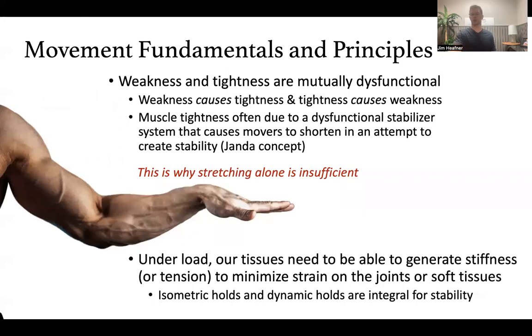Other movement principles and fundamentals: weakness and tightness are mutually dysfunctional. And what that means is that weakness causes tightness and tightness causes weakness. So muscular tightness is often due to dysfunctional or improper stabilization that causes the movers to shorten and not work as well. So if something is weak and something is tight, there's always this question of, well, which one do I address first, or which one serves a greater purpose?